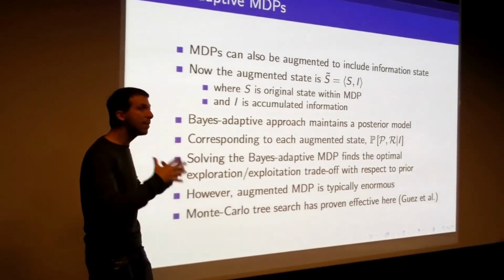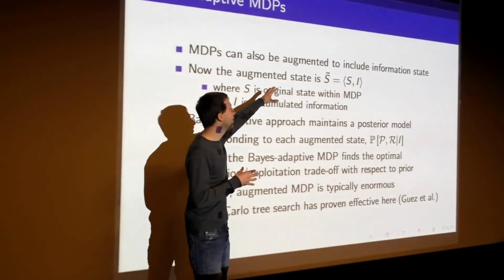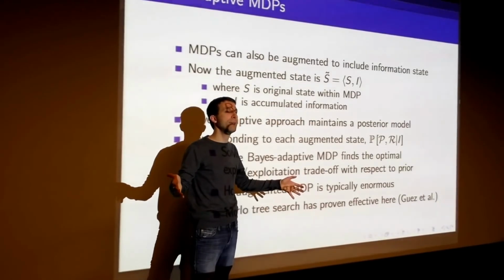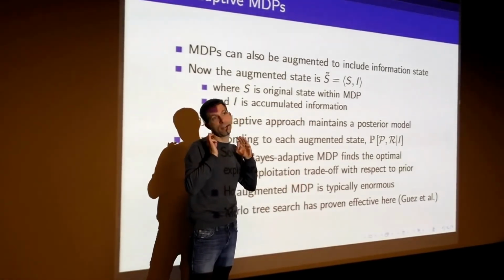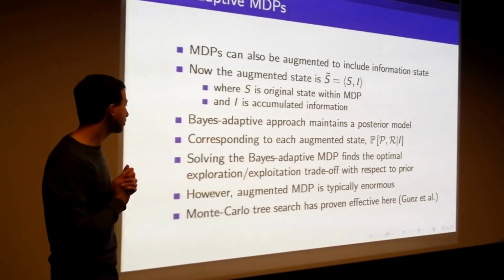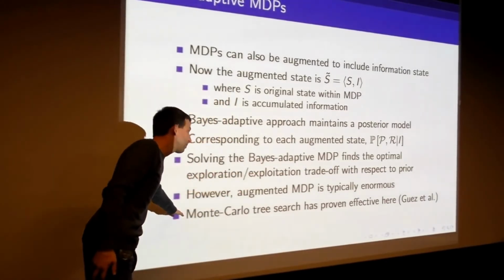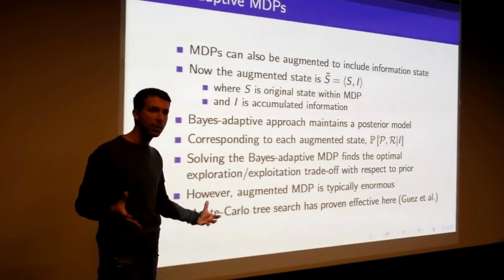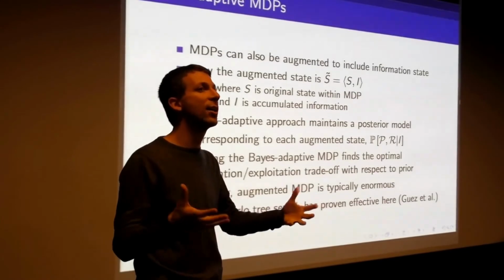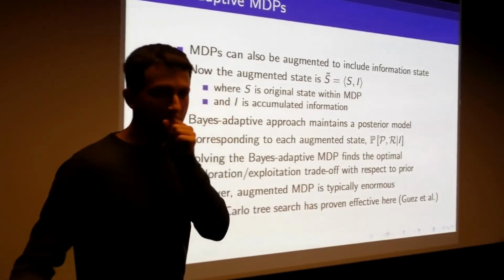And if you can solve this thing, it blows up to a very, very large MDP. But if you can approximate the solution to this MDP, you start to get the optimal trade-off between exploration and exploitation. So this actually has proven quite effective, at least in some cases of moderate complexity. It hasn't been scaled up to really challenging MDPs yet.